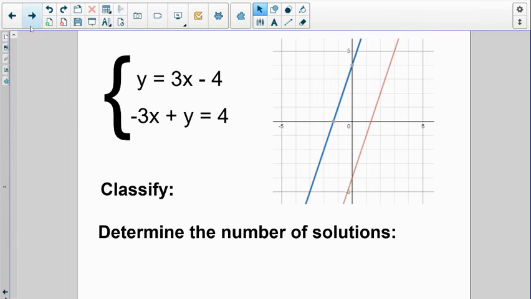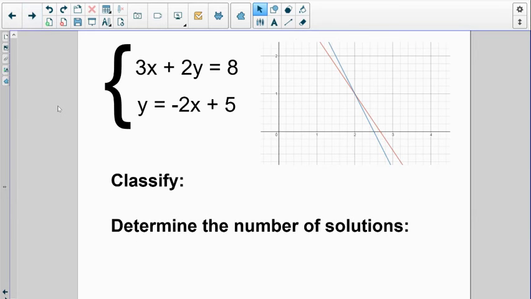All right, here's our second problem. Again, I've taken the two equations. I've gone ahead and graphed using Desmos. The top equation is the red equation. The bottom equation is the blue equation on the graph. So I would like you to, using the picture of the graph here and your notes, classify this linear system. Now I'd like you to go ahead and determine the number of solutions. Make your selection in Edpuzzle.